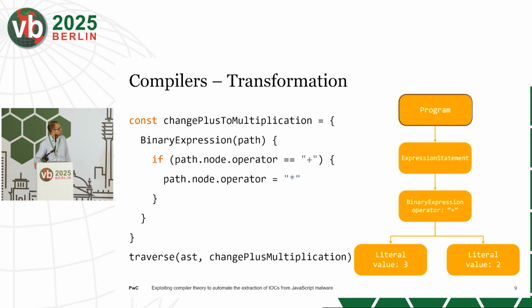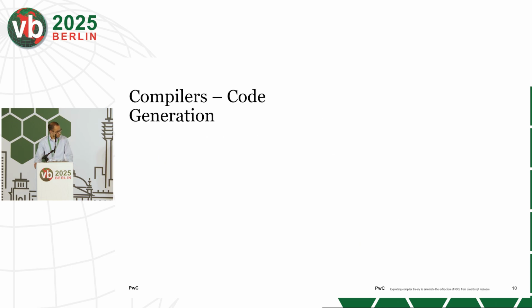So as the tree on the right is traversed, when it encounters the node we're looking for, it calls our visitor function, which changes the node. And visitor functions is actually what we're going to focus on for our deobfuscation. Finally, as I imagine we all expected, during code generation, the abstract syntax tree is recursively traversed and written out into code. In this case, the plus symbol has been replaced with multiplication.